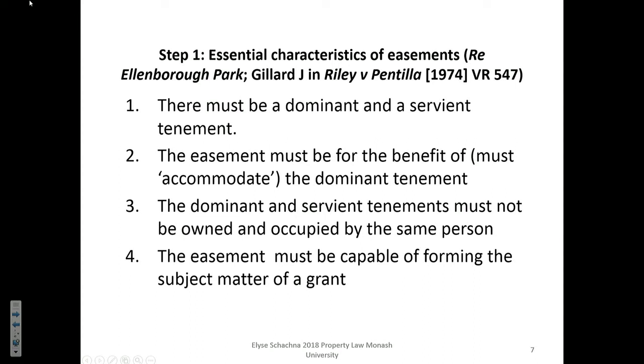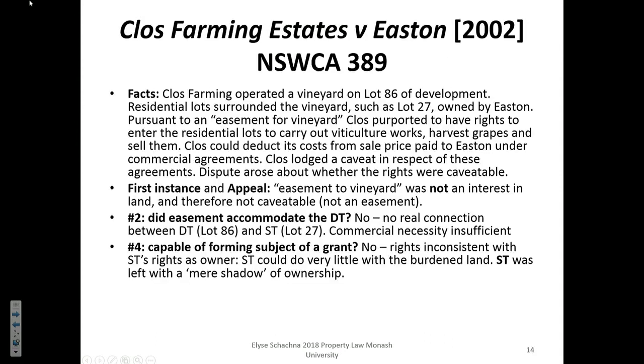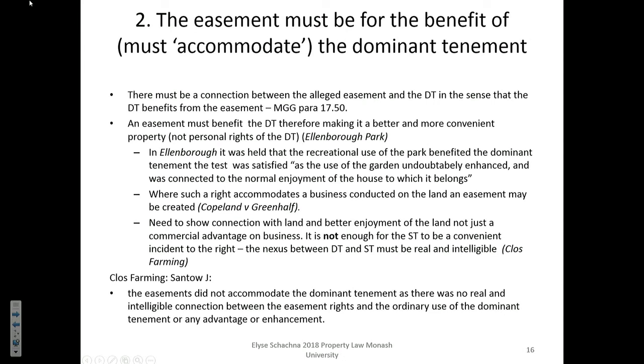As I mentioned, elements 1 and 3 often aren't in issue, but you need to, for the purpose of the exam, state for element 1 who the DT and the ST is, state that they're owned by separate people, and the main focus is on elements 2 and 4. And in my slides, in relation to element 2, refer back to the cases in terms of accommodating and benefiting the DT. Ask yourself, why in Ellenborough Park was it accommodating and benefiting the DT? Why in Copeland was it not? Why in Closs Farming was it not? And understand sometimes it can benefit the business or the commercial needs of the land. But if that's all it's benefiting, then that's not going to be enough.